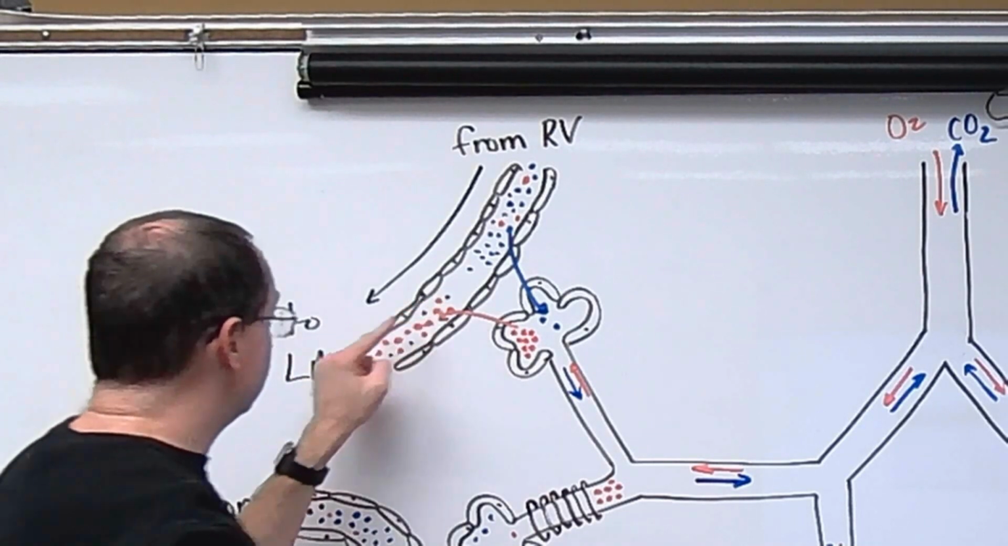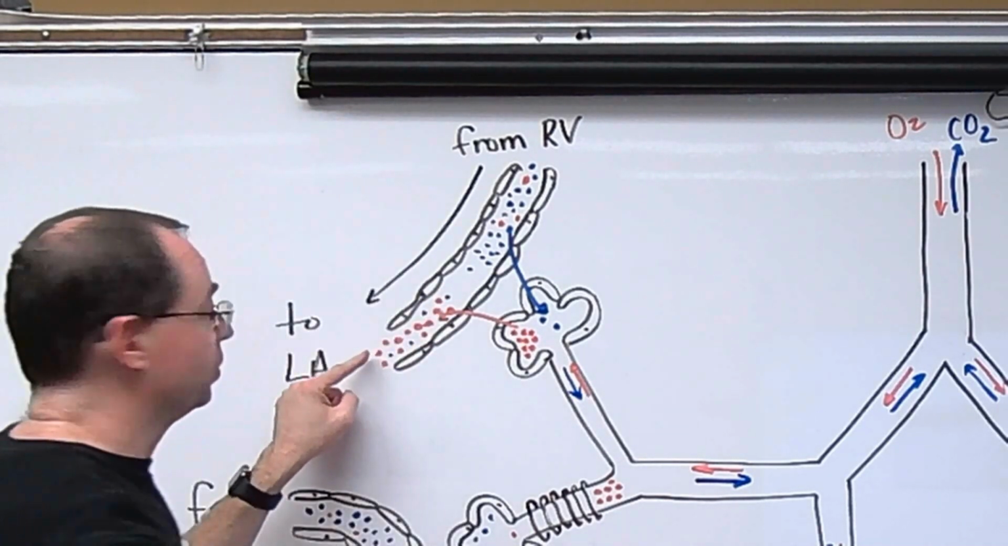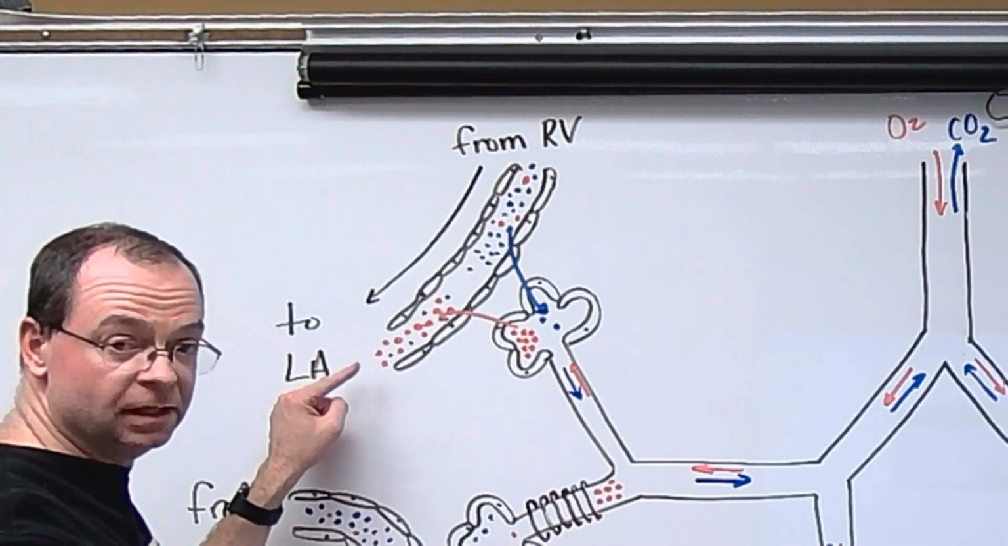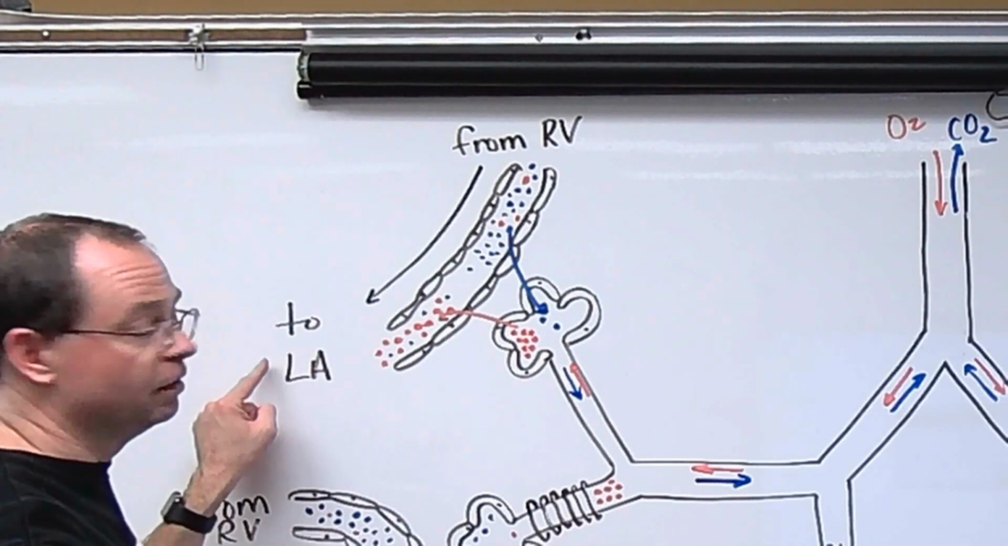It will enter the capillary, which will then become a pulmonary venule, pulmonary vein, and will dump into the left atrium.